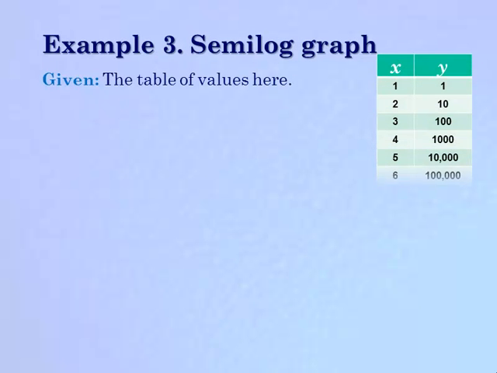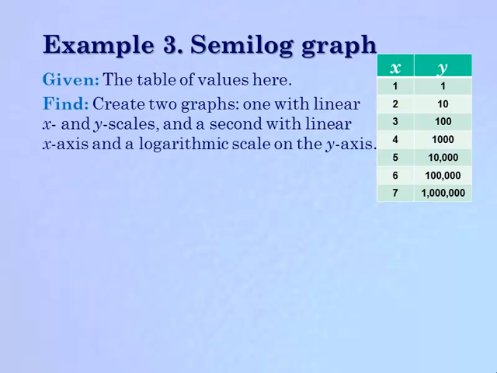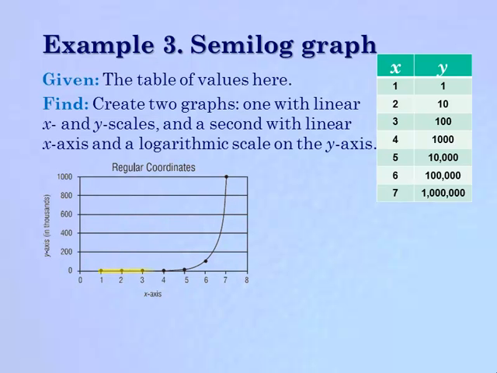Let's look at another example of a semilog graph. So let's look at the tables of values here. These are clearly a power relationship, right? So 10 to the 0 power, 10 to the 1 power, 10 to the 2 power, 10 to the 3 power, 10 to the 4th power, 10 to the 5th power, and 10 to the 6th power for x's of 1, 2, 3, 4, 5, 6, 7. So clearly this is a power series and not a linear relationship.